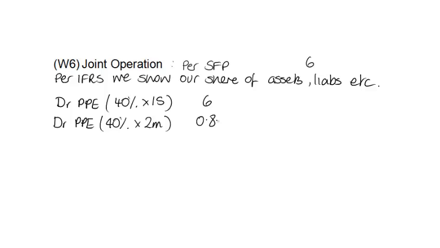What should we then be doing? Well, we should recognise the fact that we have a provision. So we should credit provisions 0.8 million as well. And I'm going to credit the joint operation 6 million, because we're going to take it out of joint operations and put it into PPE.